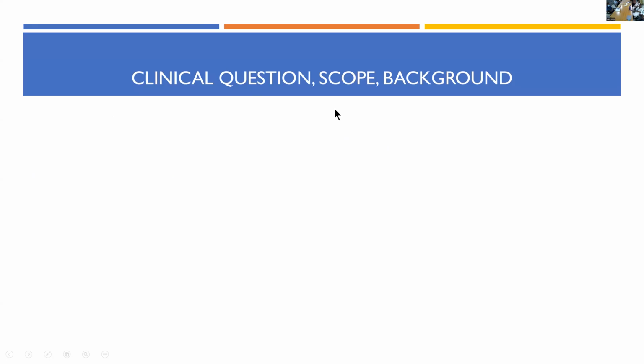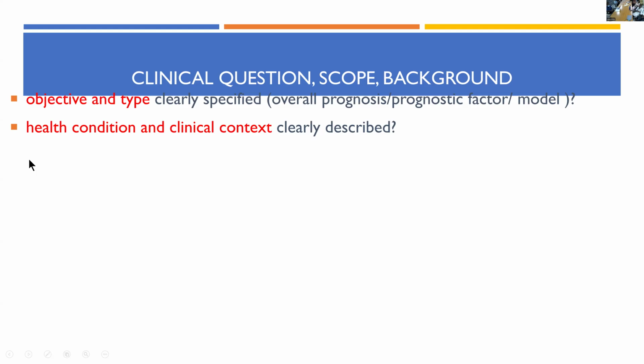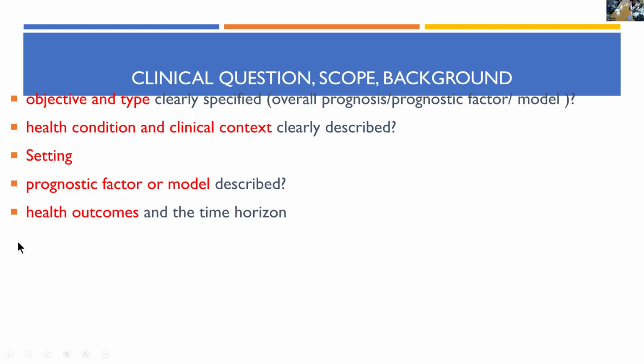Okay, the clinical questions, scope and background. Was the objective and type clearly specified? Was it an overall prognosis, prognostic factor, or a model? What was the health condition? What is the clinical context? What's the setting? Was the factor clearly described? What was the health outcome and what was the time horizon? Time horizon means when the outcome was measured.